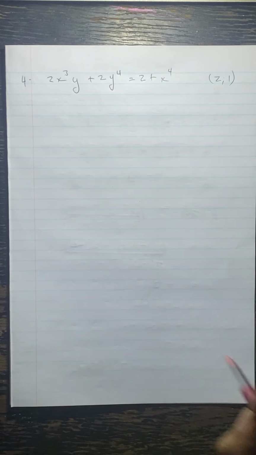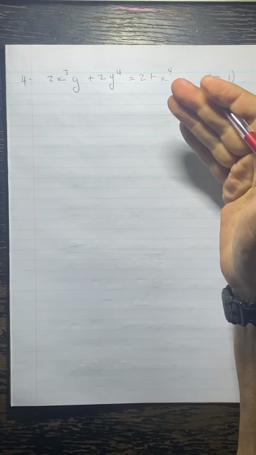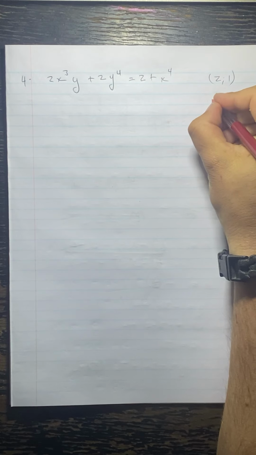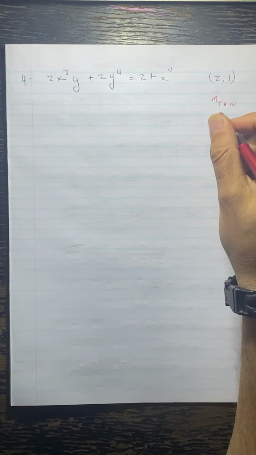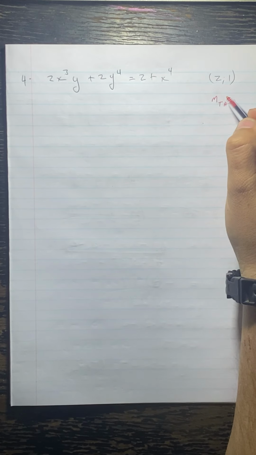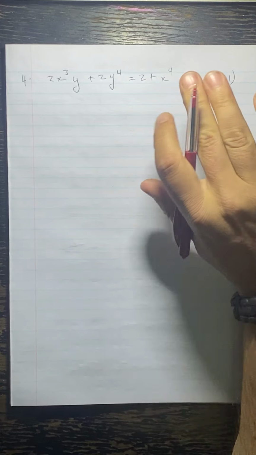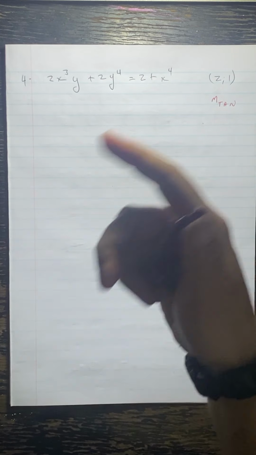Okay. Now, grade 11s, because we want to find the equation of the normal, all I'm going to do here is I'm going to find the gradient of the tangent. Okay. I'm not interested in finding the equation of the tangent, just the gradient of the tangent. The reason why is because, remember, you flip it, change the sign to find the gradient of the normal.